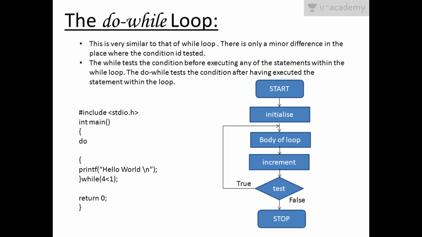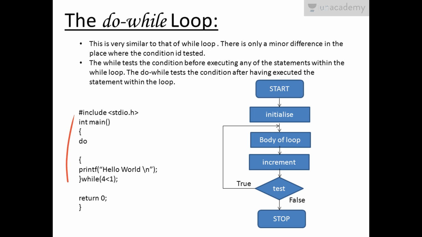Do while loop. There is a similarity between while and do while loops. In a while loop, we test the condition, then execute the code. In a do while loop, whether the condition is true or false, we need to execute the code once and then check the condition. That is the only minor difference between while and do while.